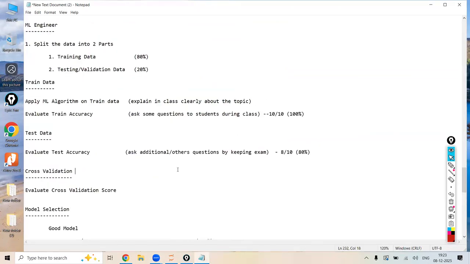What is meant by model? Model means algorithm, ML algorithm. As of now, you have to understand that model means ML algorithm. One model is one algorithm. Okay, done.